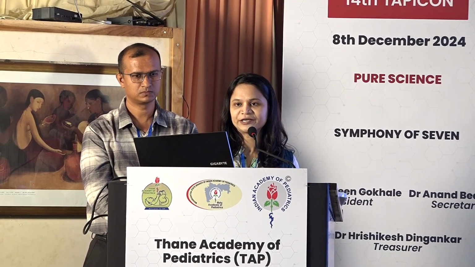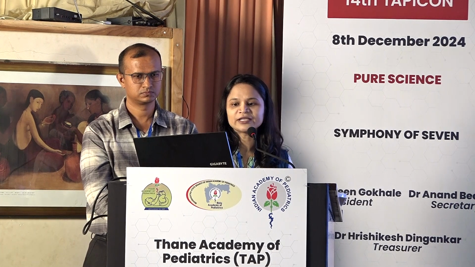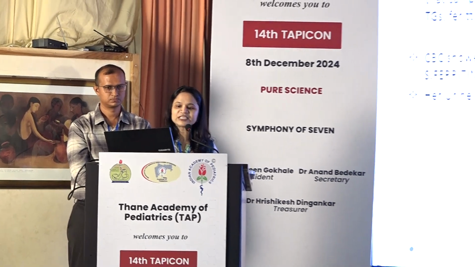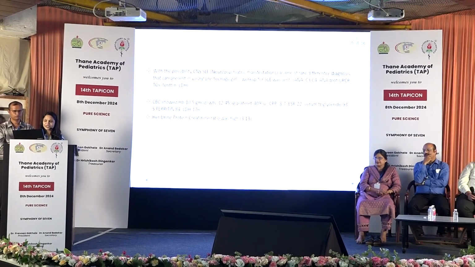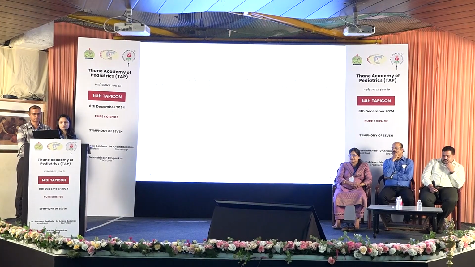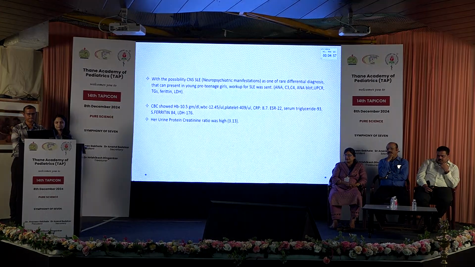With the possibility of CNS SLE because of neuropsychiatric manifestations, as one of the rare differential diagnoses that can present in young pre-teenage girls, workup for SLE was sent. So CBC was near normal. CRP, ESR were normal. Her triglycerides were 93, normal. Ferritin was normal. LDH also came out to be normal. Her urine protein creatinine ratio was high.